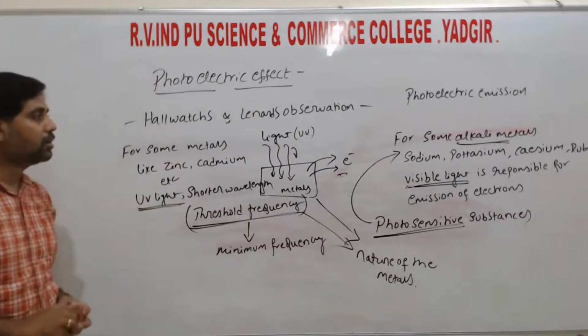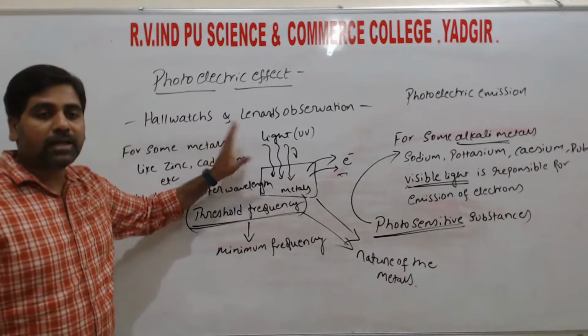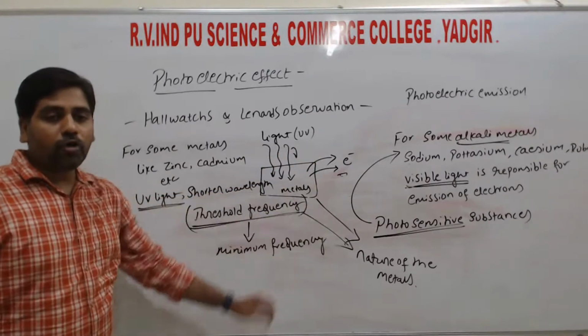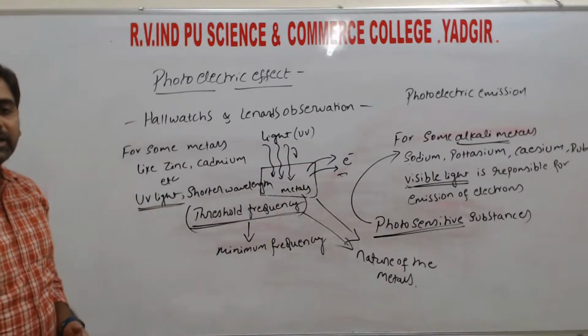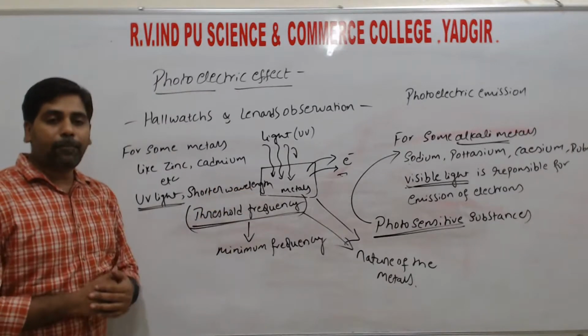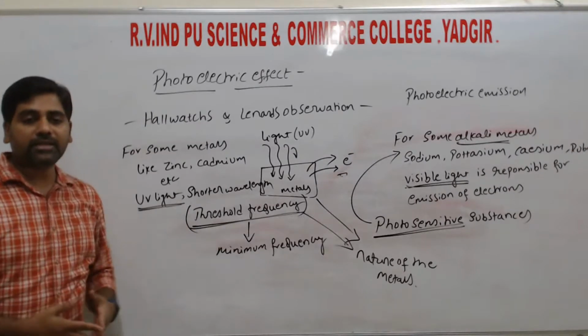Right? So in the next class we will discuss the experimental setup and experimental observations, that is, how the photocurrent depends on the intensity, frequency and also the potential between the plates. All of this will be discussed in our next class.